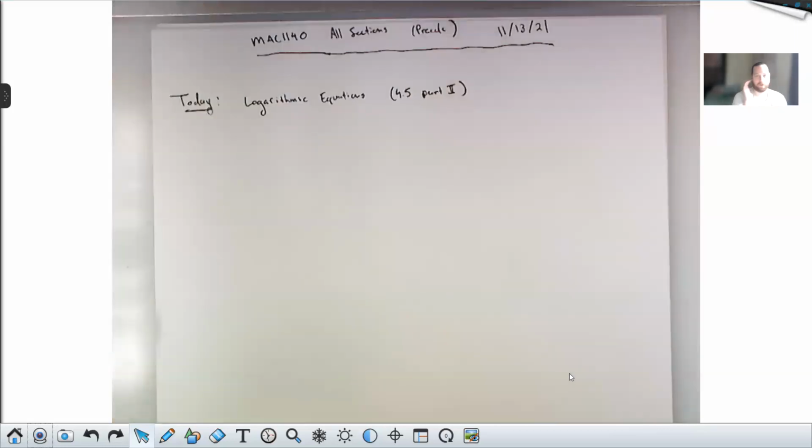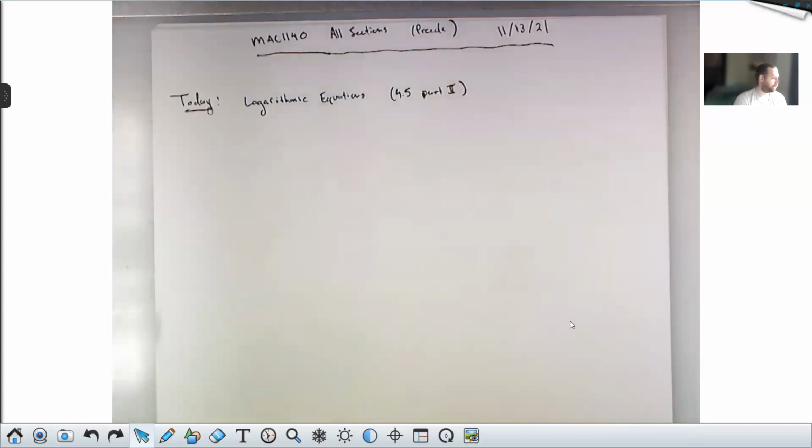All right, so we talked about exponential equations last time. That is also section 4.5, but today we're talking about logarithmic equations, which is the latter part of 4.5. All right, I just want to make sure I have all my video controls down here set up so we can pause if we need to.